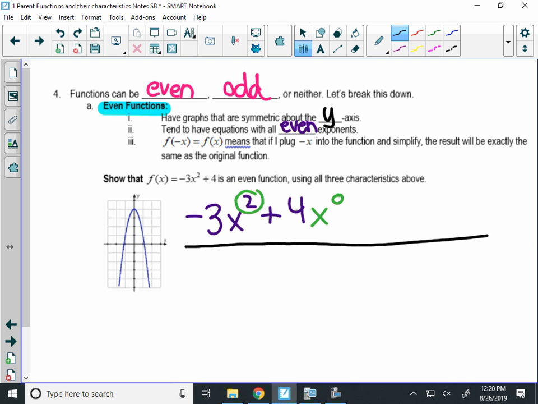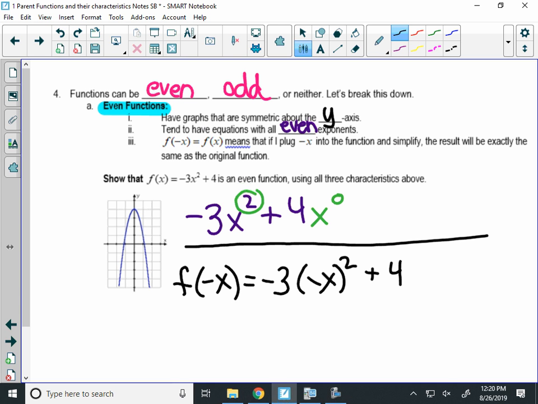Now the way this works is, the rule says if I take f of negative x, that means if I put negative x in for x in this function. So I want everyone to write this down. I'm not going to ask you to do this a lot. I want you to write it down so you see how it works. If I take negative 3 and then put negative x in, and then plus 4. I'm going to simplify that expression, all right?